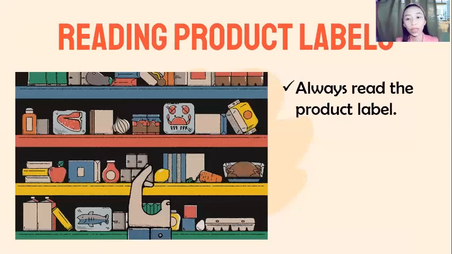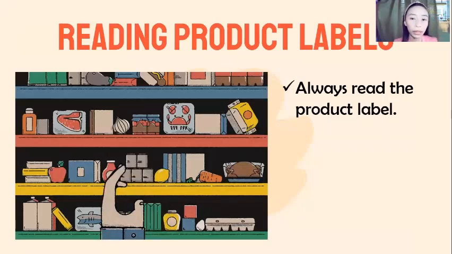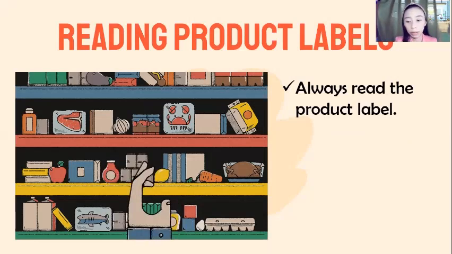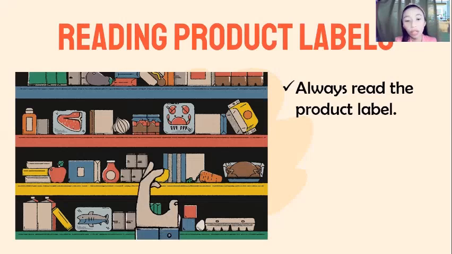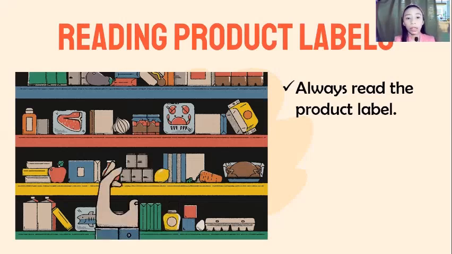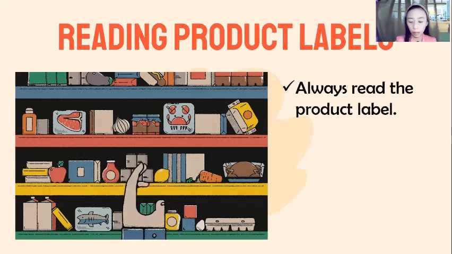Next is how to read product labels. What to remember when reading product labels? Of course, number one is to always read the product labels. Know the components of the product. It is a good practice to check the label. There's a commercial that always says check the label for harmful components, especially if you are allergic to something. So you have to always be aware, always read the product label.